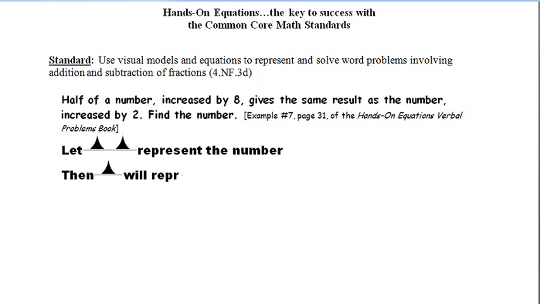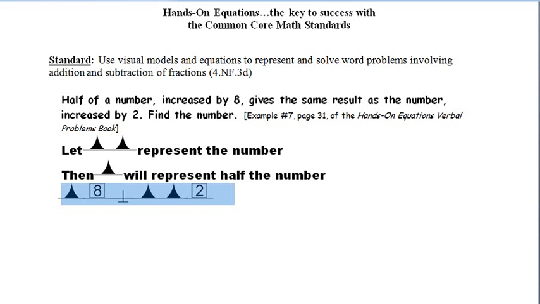Now from here we're ready to set up the equation. Half of a number increased by 8. Well, half of a number is 1 pawn. So we have 1 pawn increased by 8 will give the same result as the number. Well, the number is 2 pawns increased by 2. This then will be the pictorial equation representing the original problem.